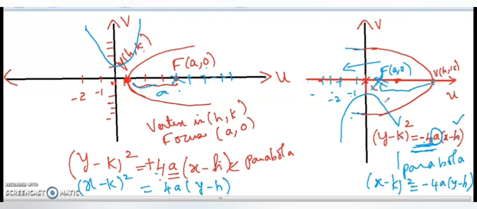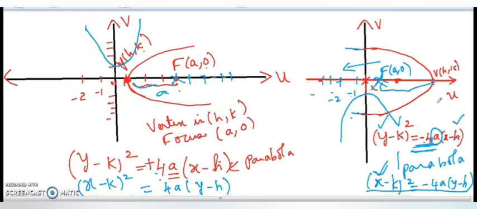For the remaining case, if you want, you can draw a separate graph like this. This is open towards the positive side of v, and this is open to the negative side of v. If you take the equation, you see here you have x, but here you have y. So when you have y, this is symmetric like this.